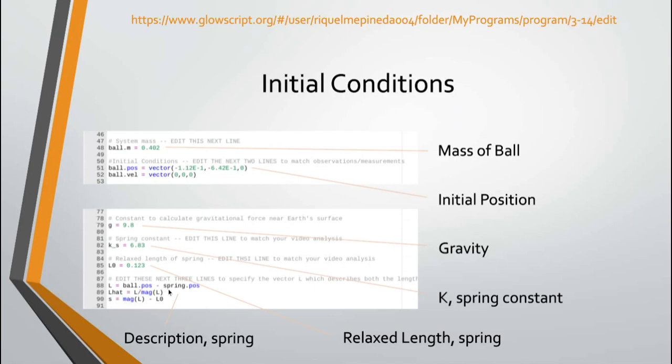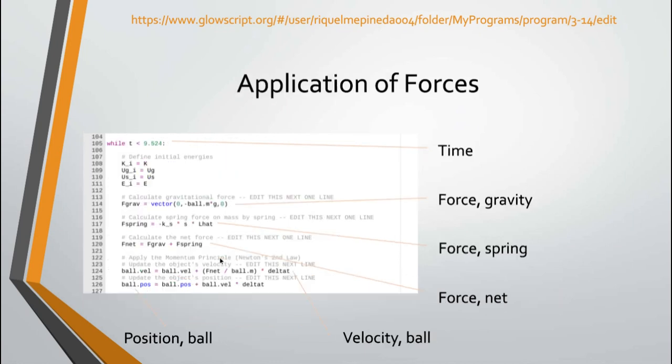L equals the ball position minus the spring position, and then how to find L hat, and then S equals the magnitude of L minus L naught.